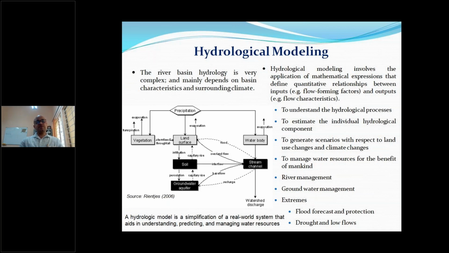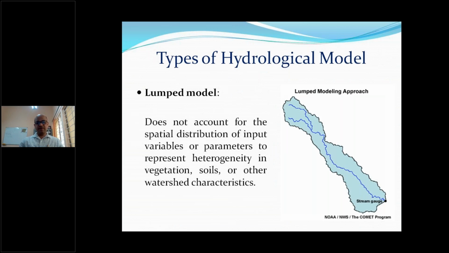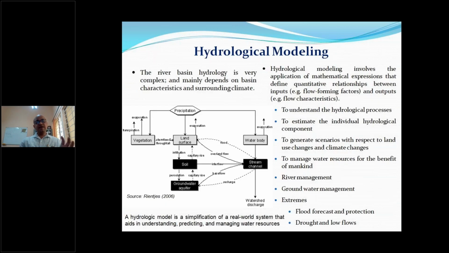So in simple terms, the river basin is very complex and mainly depends on basin characteristics and characteristics of the climate. So this diagram here tries to show you how complex it is, what interrelation exists between parameters, and what parameters govern the stream flow. I am only talking about stream flow here.